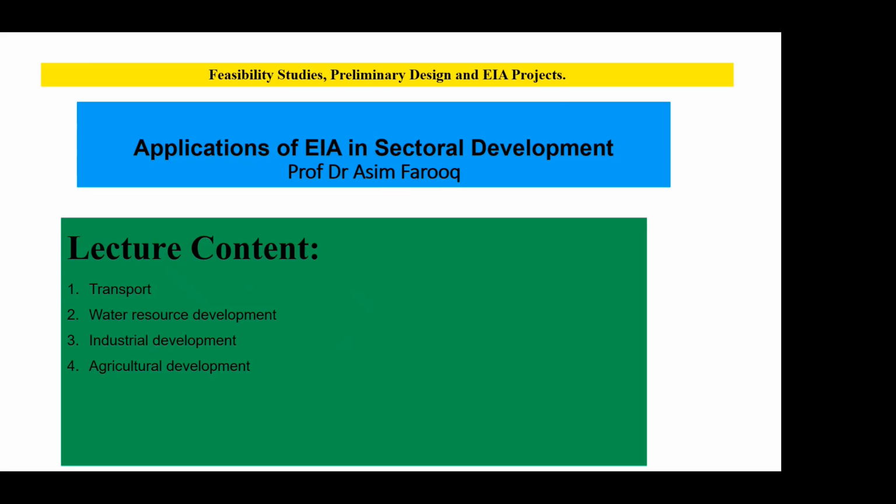Today we will mainly talk about a very important session: how we can apply the EIA in different sectoral, or we can call it developmental projects. In this specific session, I will briefly introduce how we can apply EIA in the transportation sector, and what the basic indicators are, without which you cannot proceed with EIA in a specific project such as transportation, water resource development, industrial development, agriculture, and so on.